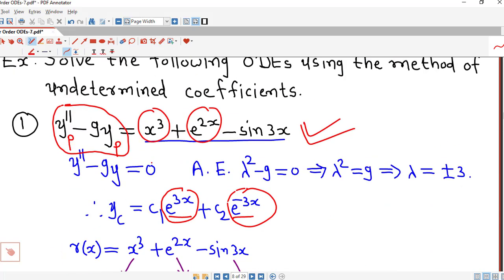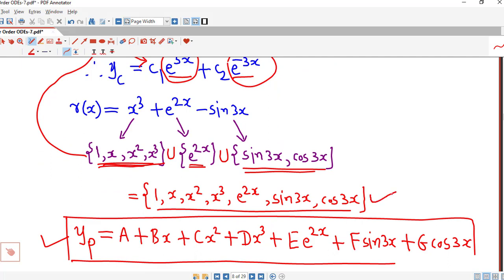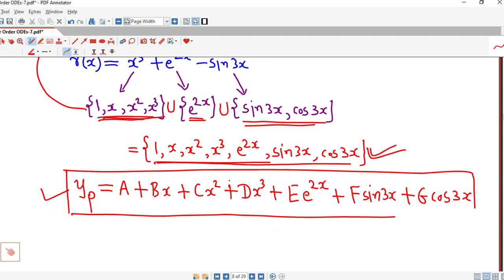So whenever functions are in addition or subtraction, we will write down the corresponding families, and for each family we will check whether any member is present in the complementary function or not. If any member of any family is present in the complementary function, then we will modify that particular family by multiplying with powers of x as required, and then we will consider the union of the corresponding families, and a linear combination of members of this union will be the proper choice for the particular solution.